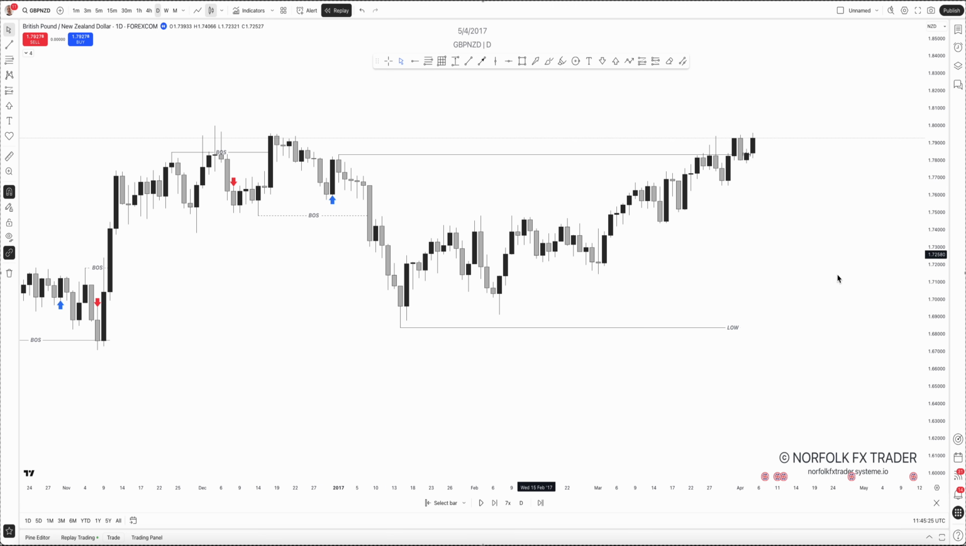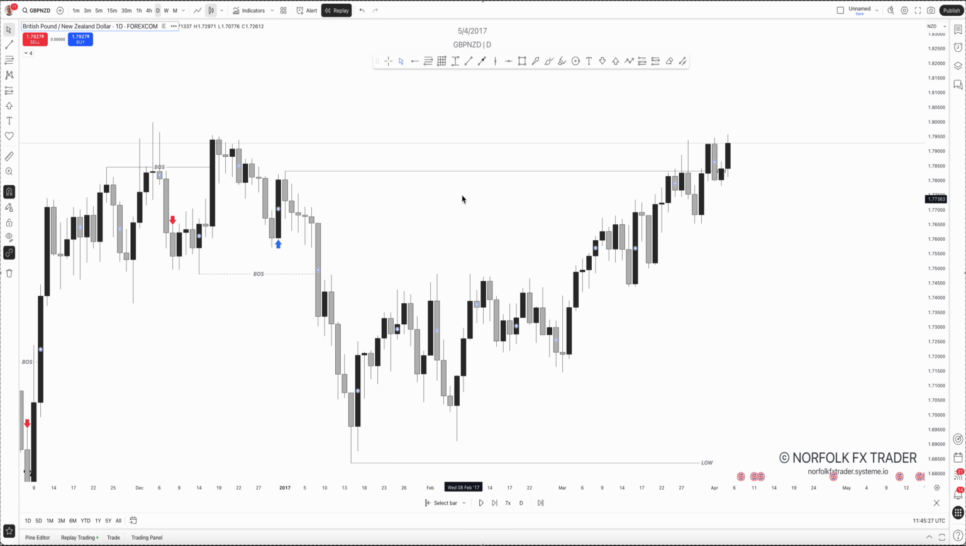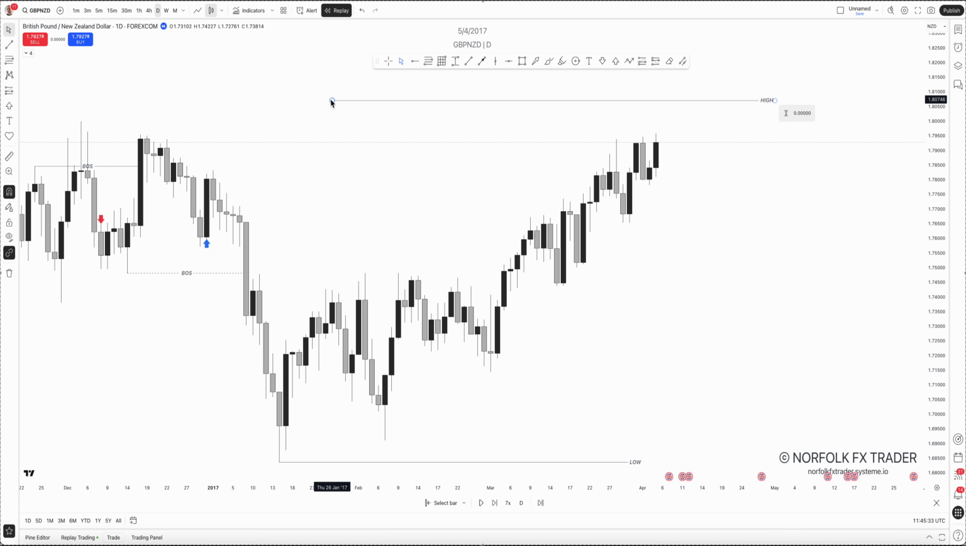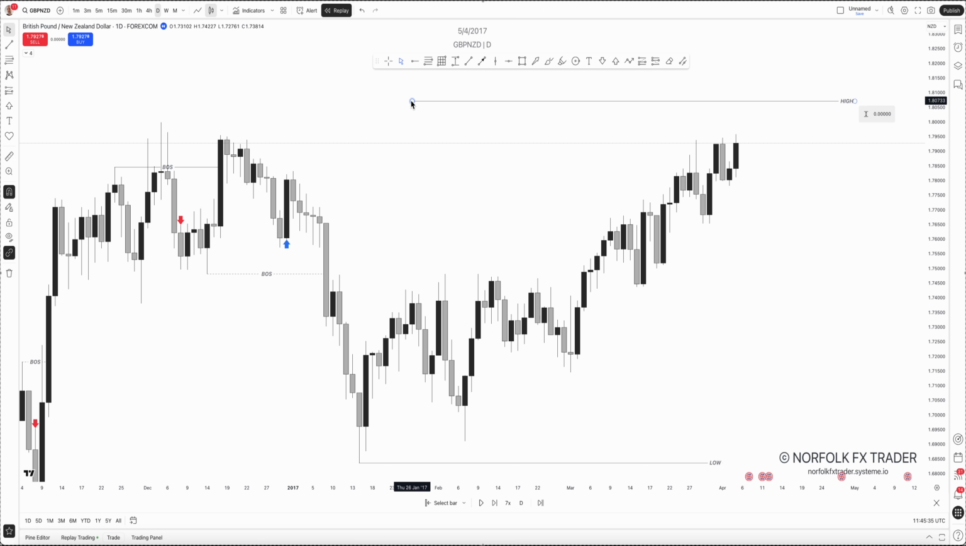And we get a straight shift to the upside. So what we can now do, we can take this, move this across, bring that over, and we need a new break of structure. Grab that. So we need a new break of structure here. Where is it from? From this high.